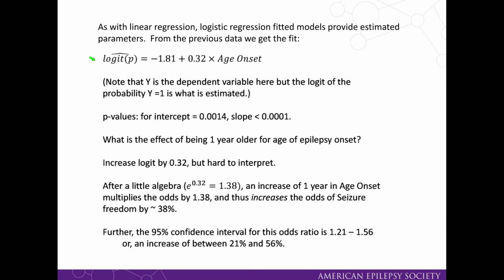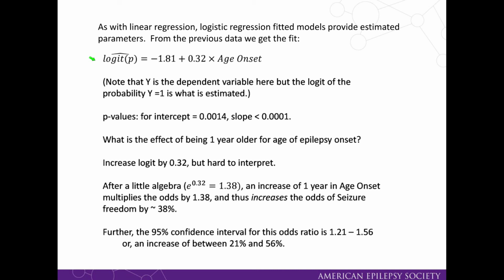I don't blame you. What's the effect of being 1 year older for age of epilepsy onset? Well, if we go strictly by our line, slope and intercept, it says it increases the logit by 0.32. Well, what does that mean? Remember the logit is in log scale, so if we take the anti-logarithm or exponentiate it, we get that an increase of 1 year increases the odds by a factor of 1.38. So it increases the odds of seizure freedom by about 38%. And as I am told by my expert colleagues, the later the age of onset, the better the outcome can be.